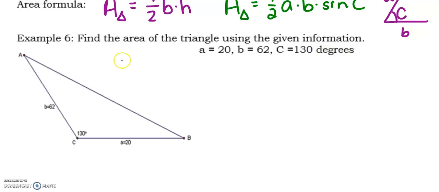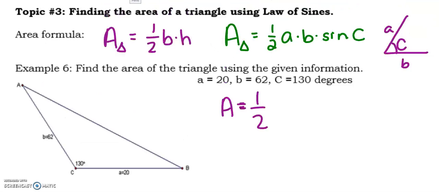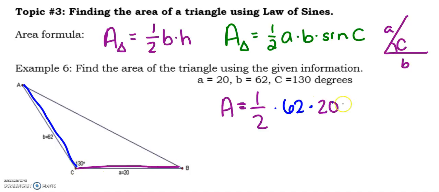Find the area of the triangle using this given information. I've got this lovely picture drawn. So the area of a triangle starts with that 1/2. And then I need two sides and an angle sandwiched in between them, or included in between them. Here I have a side, B. Here I have another side, A. And then I have my angle that's included in between them. So I'm going to take the sine of that angle.